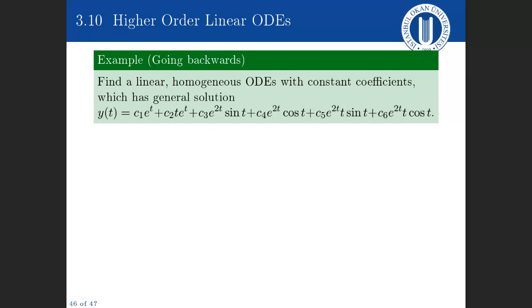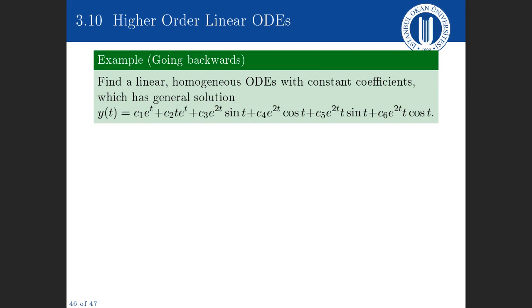And then we come to the final example of today's lesson. Here's an example which I'm calling going backwards. Find a linear, homogeneous differential equation with constant coefficients, which has the general solution this. Now, this is a different type of question. This time we're given the solution and we're asked to find a differential equation which has this solution. There's actually infinitely many correct answers to this question. We just need to find one correct answer.